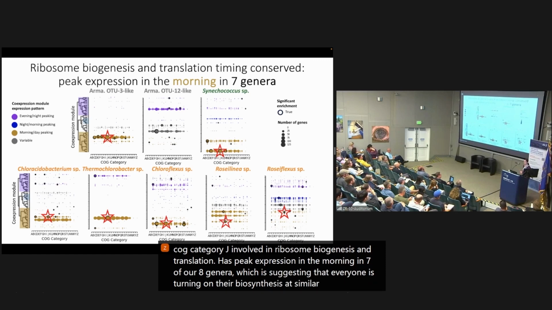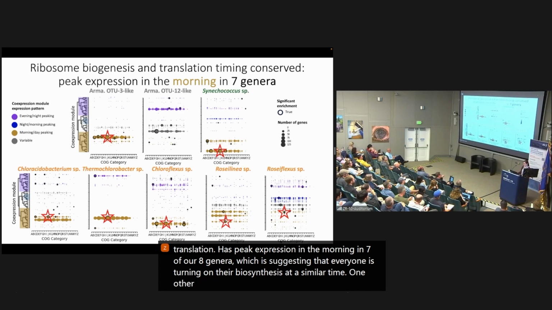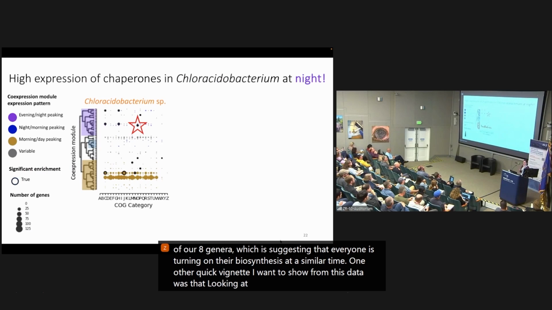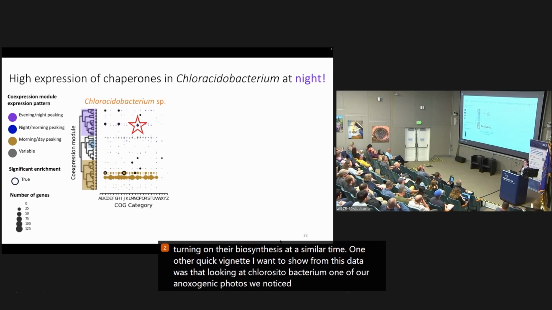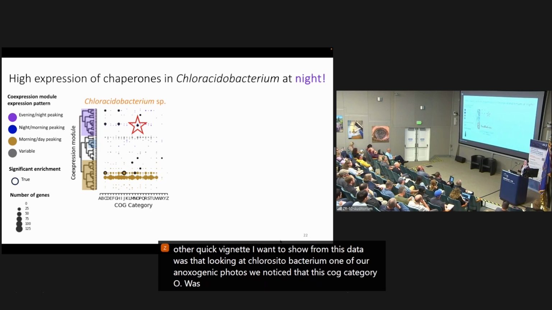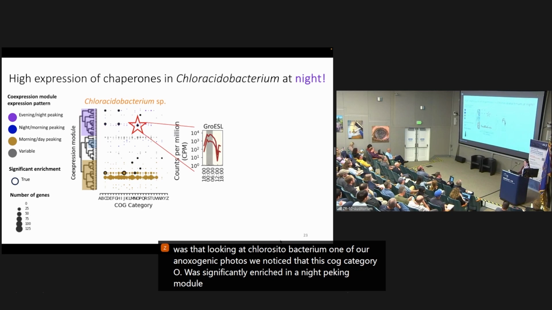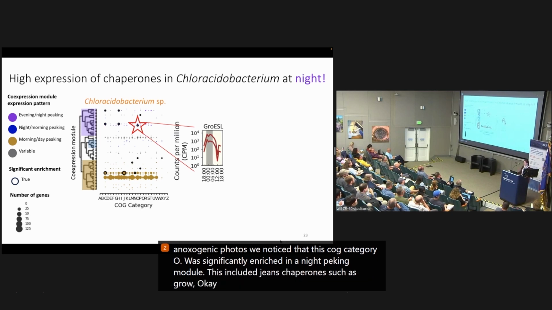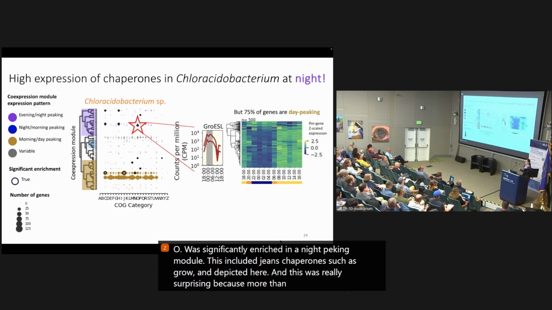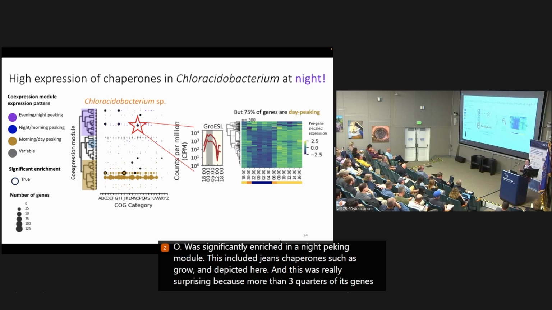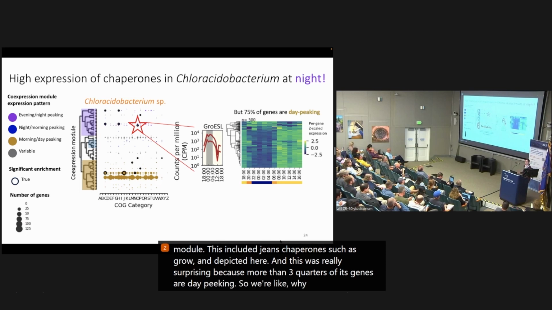One other quick vignette I want to show from this data was that looking at Chlorcidobacterium, one of our anoxygenic phototrophs, we noticed that this COG category O was significantly enriched in a night peaking module. This included genes for chaperones such as GroEL, depicted here. And this was really surprising because more than 3/4 of its genes are day peaking. So we're like, why is it turning these genes on at night?